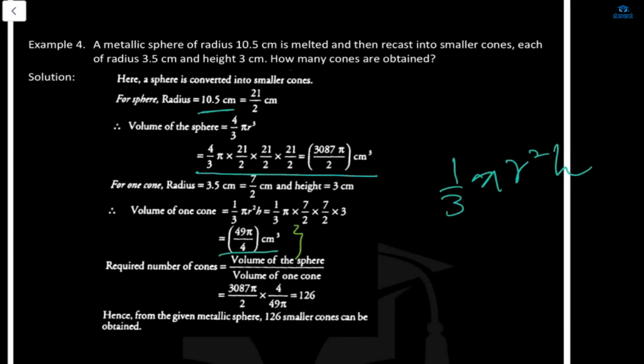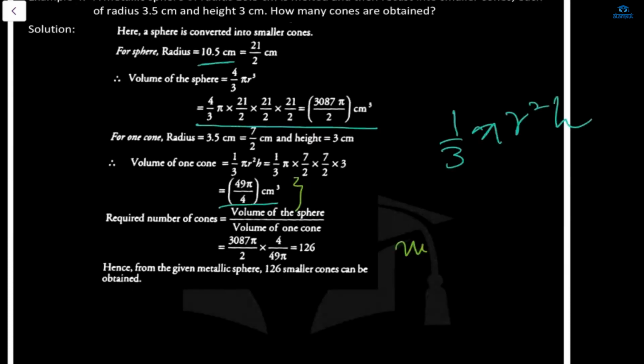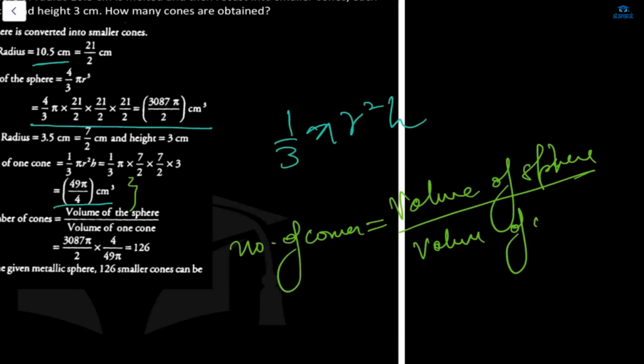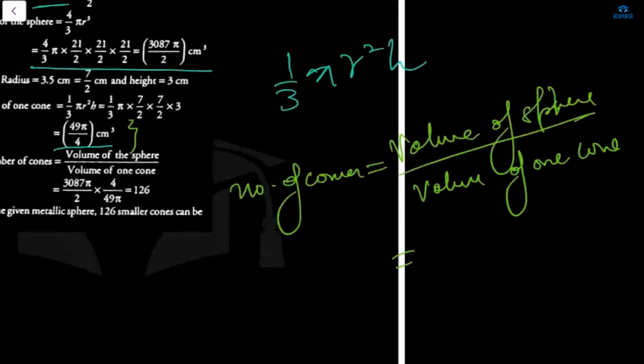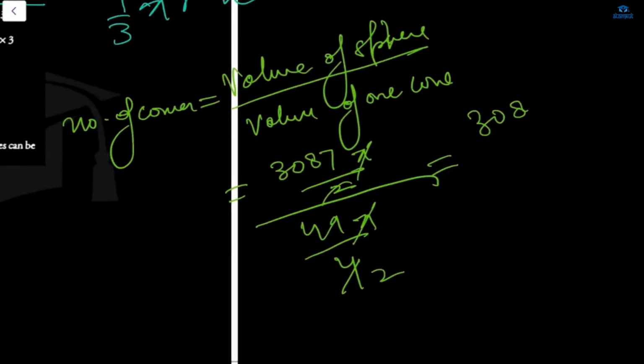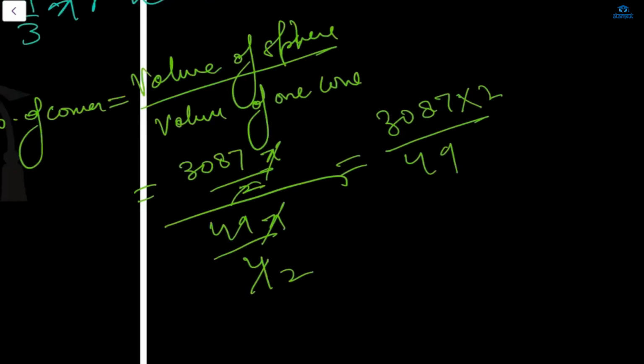Now the number of smaller cones is equal to the volume of the sphere upon the volume of one cone. The volume of the sphere that we have calculated is 3087 pi upon 2, which is divided by the volume of the cone, that is 49 pi upon 4. So 4 pi will be cancelled, and you can write it as 3087 divided by 2 upon 49. After calculating, you will get 126. So 126 cones you can make with this much volume of the sphere.